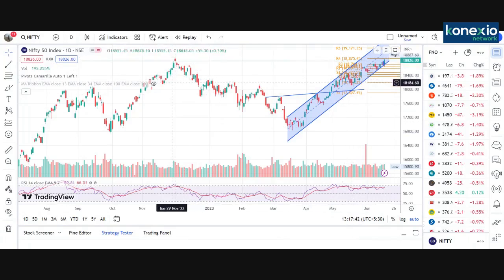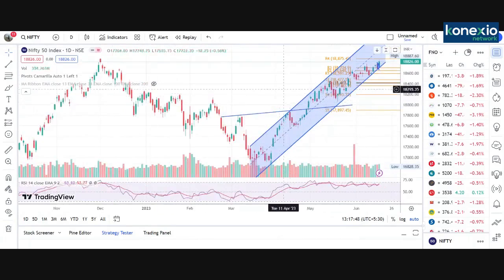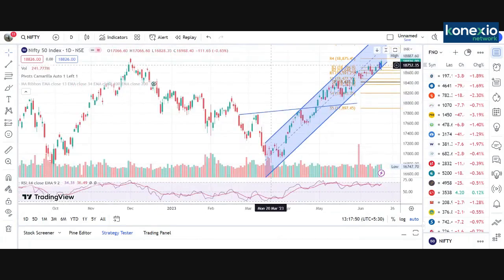See, the high was 18,888, which was registered on 1st December 2022. The low, which was registered on 20th March 2023, was almost 16,828. So you can consider it a 2,000 point fall. Now that 2,000 point fall has been recovered and it is at the breakout point.